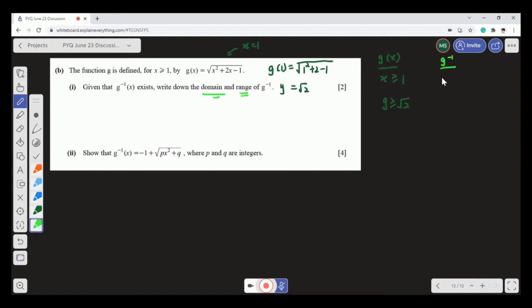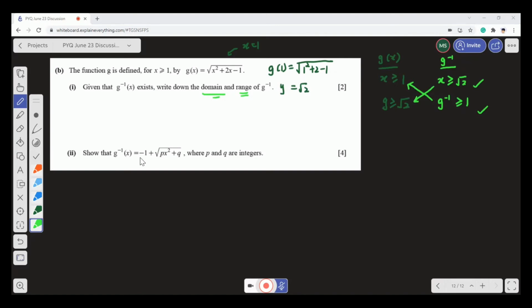G inverse domain will follow what? Will follow the range. Yes. And the range will follow what? Yes, will follow the domain of Gx. That is the two answers. Many students forget about this, so please don't forget.